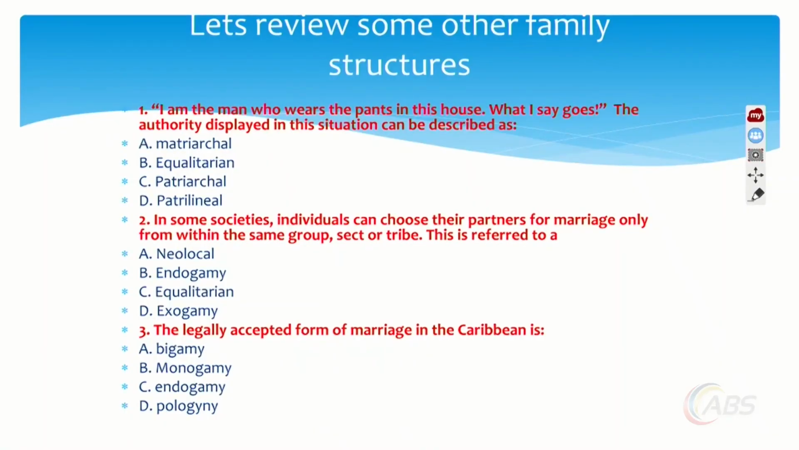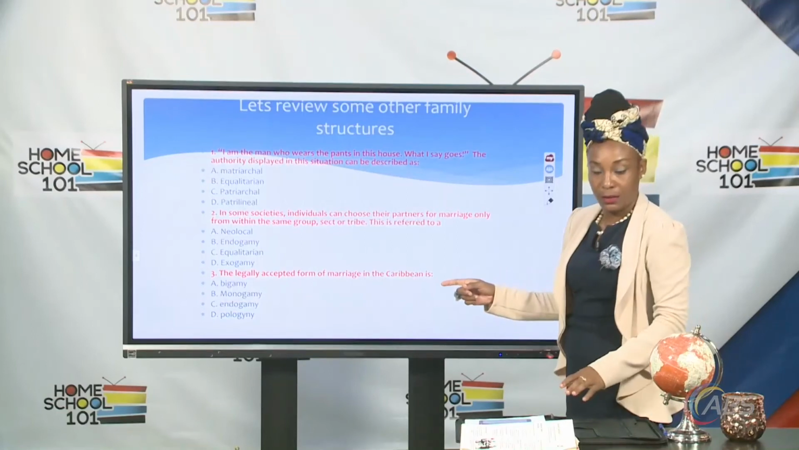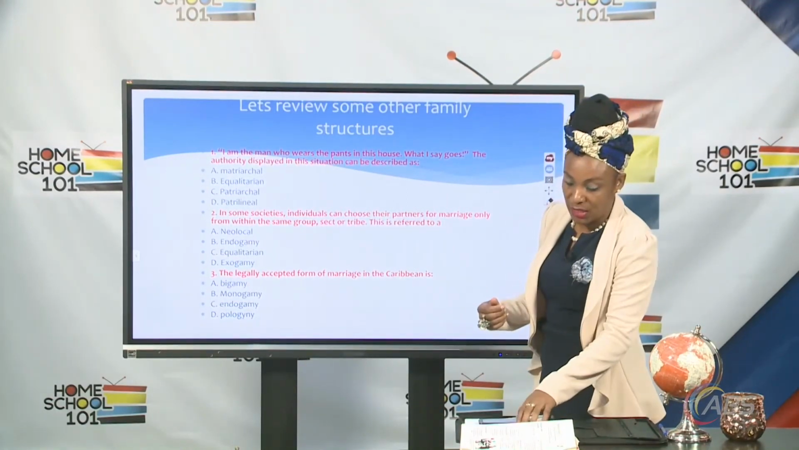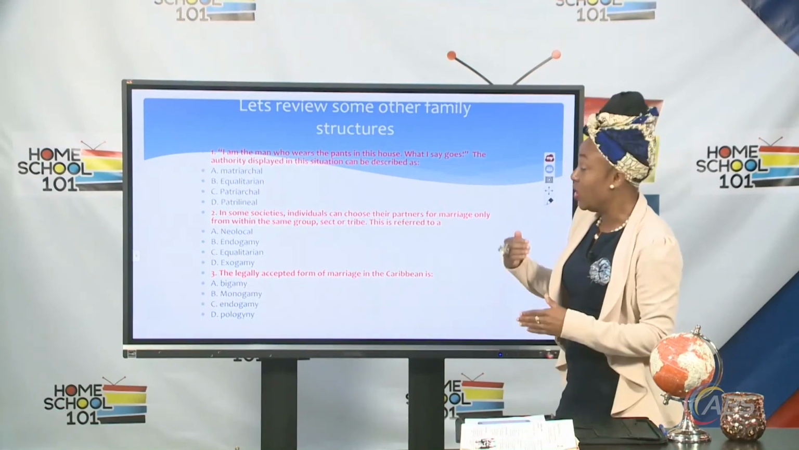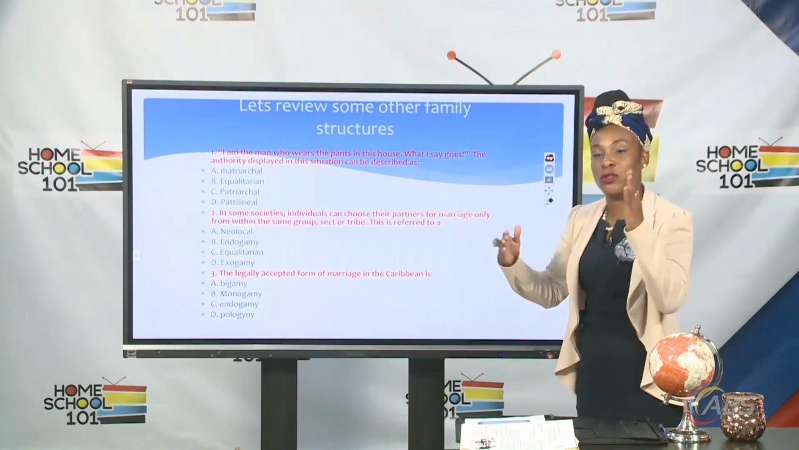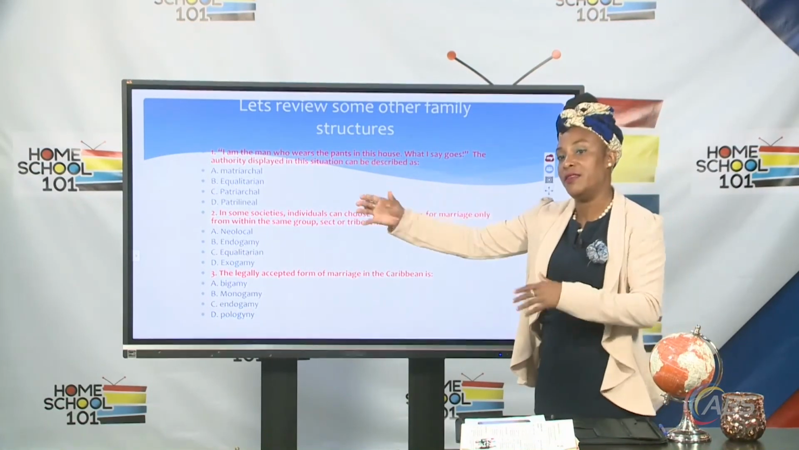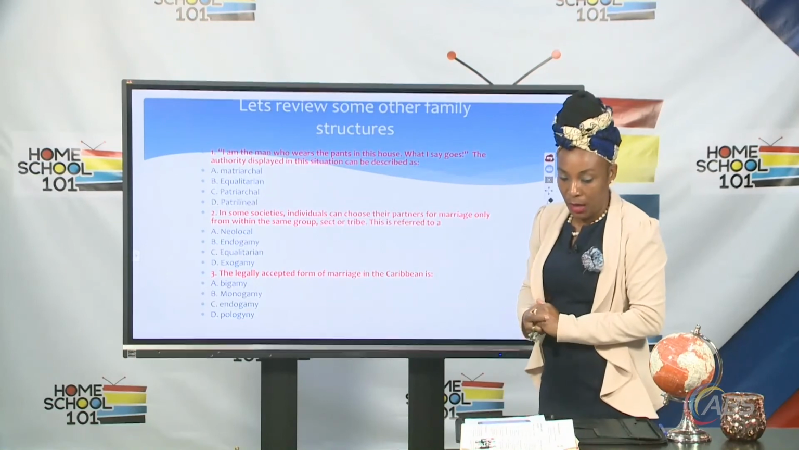Number 2, in some societies, individuals can choose their partners for marriage only from within the same group, sect, or tribe. This is referred to as neolocal, endogamy, equilateral, or exogamy. But before we go further, neolocal is basically the male and the female living apart from their other family members. Okay?